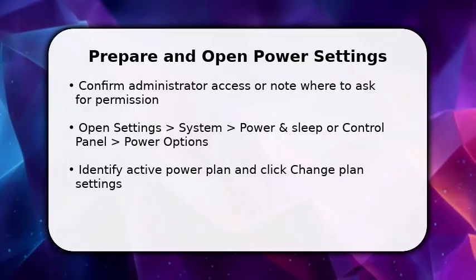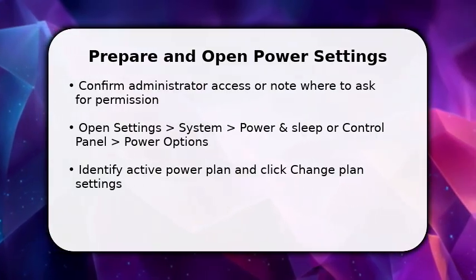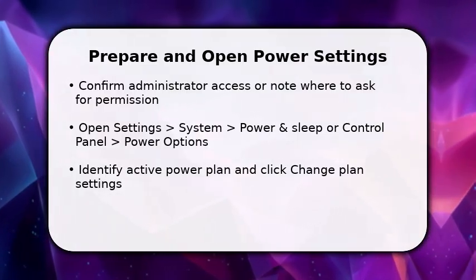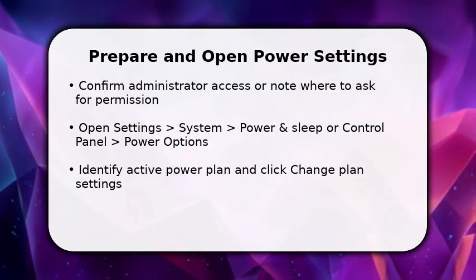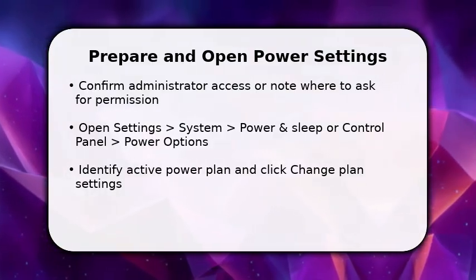You'll start by ensuring you have admin access so changes stick. If not, request it now. Open Settings, then System and Power and Sleep, or use Control Panel to reach power options. Once there, locate the currently active power plan and select Change Plan Settings.